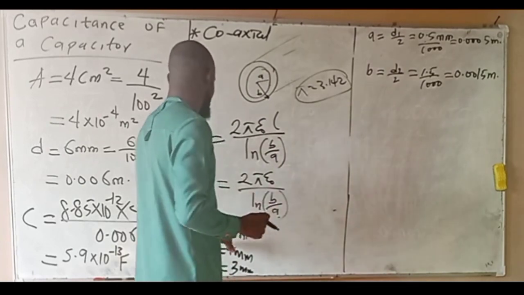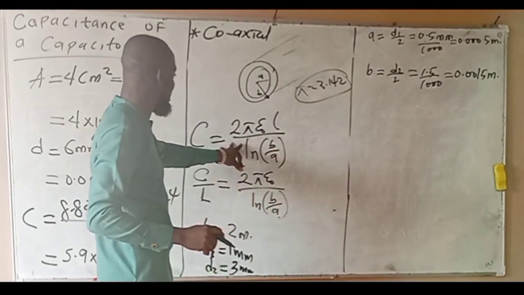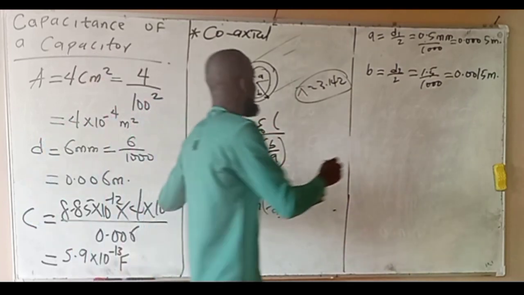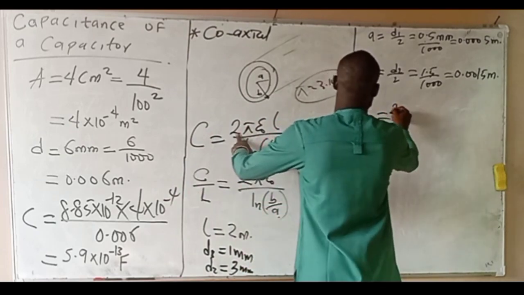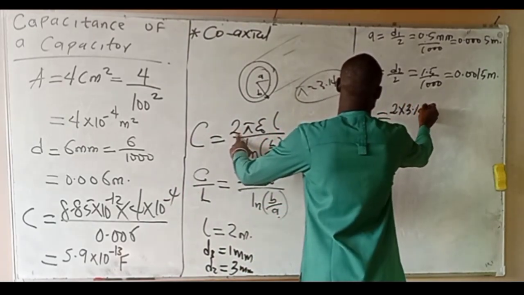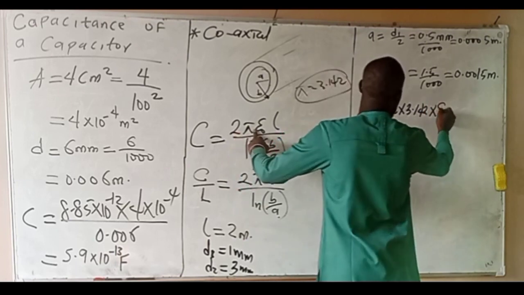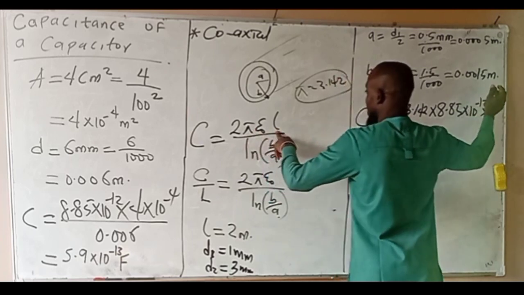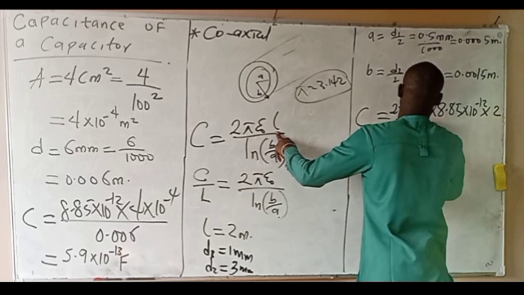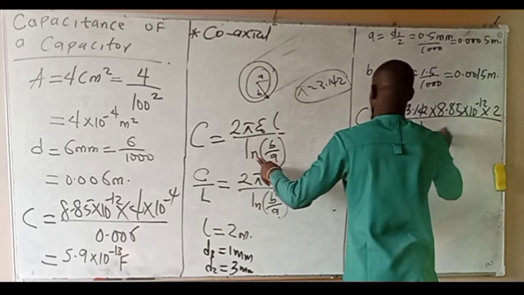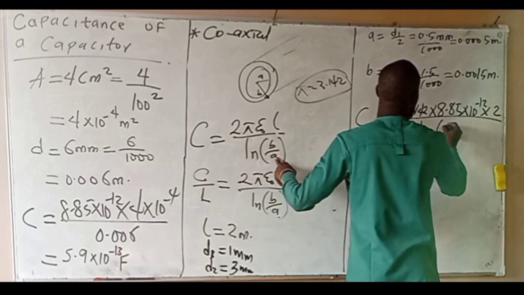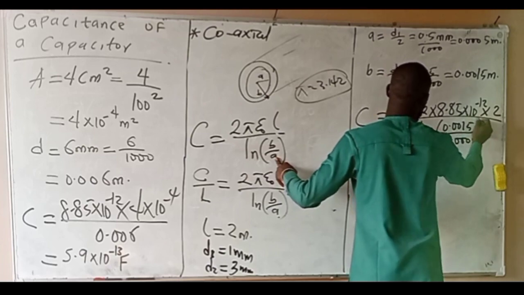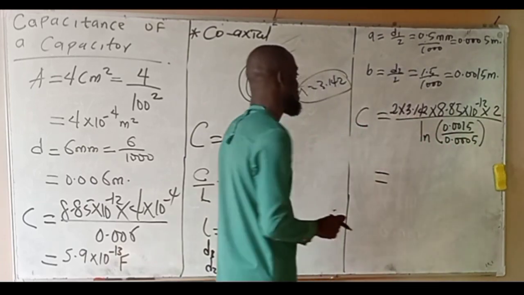Now, let's substitute these values into this general formula. We are not going to calculate the capacitance per unit length, we are going to calculate the capacitance of this capacitor. So C will be equal to 2 times pi, which is 3.142, times 8.85 times 10 to the power minus 12 times L. And what is L? L is 2, divided by ln of B over A, which is 0.0015 over 0.0005.